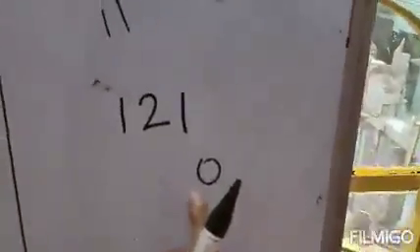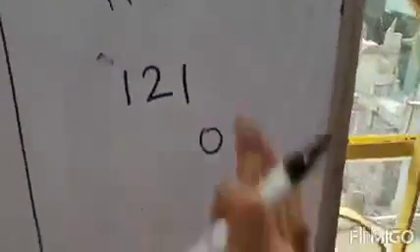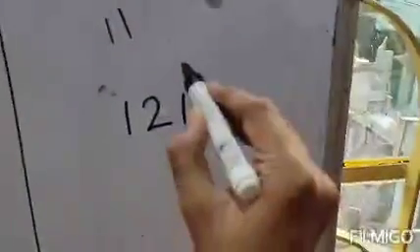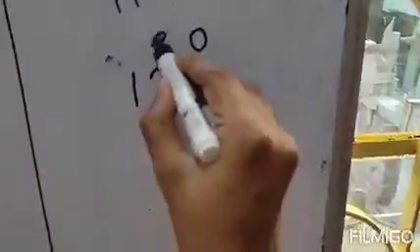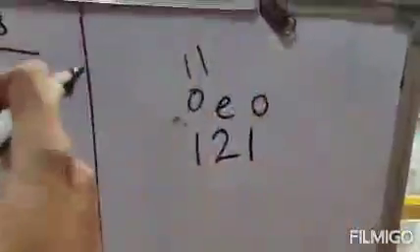Always start with odd numbers from your right side. Therefore, this is odd, this is even, this is odd. Now, write alternately, starting with an odd number from your right side and just alternate.